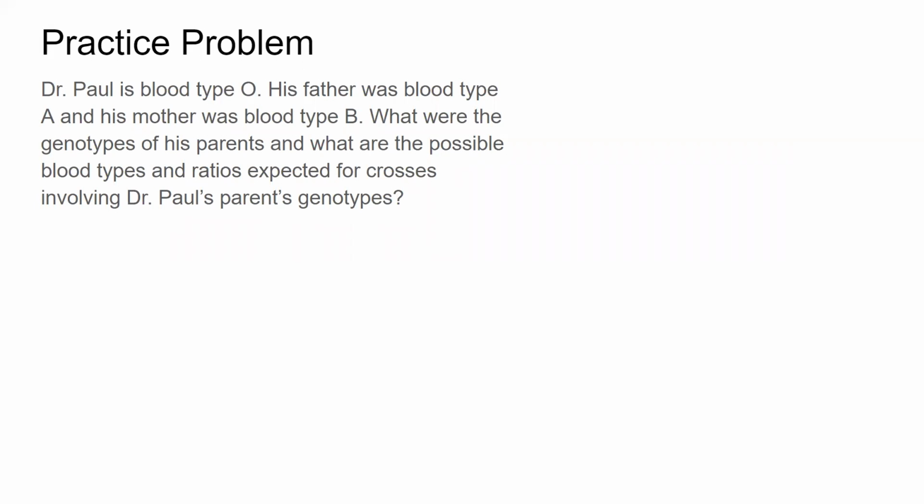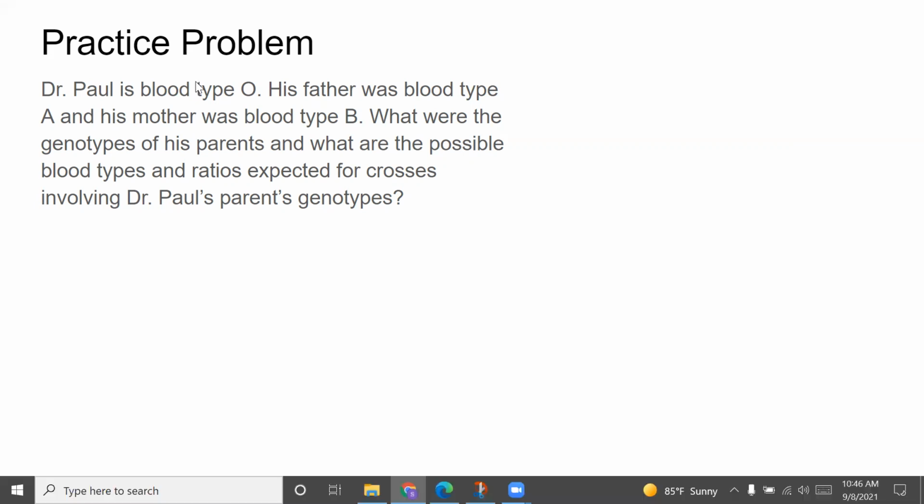Okay, do we have this practice problem in our notes? Go to your blood types. Dr. Paul, this should be number 2. His father's blood type A, his mother's blood type B, right? Part C, blood types, practice problems. If you haven't done number 2 yet, do that right now. Xander, I see your question. I'll answer that in a bit.